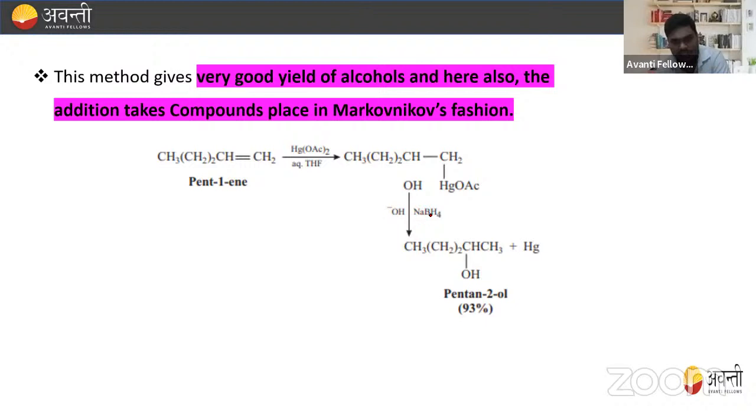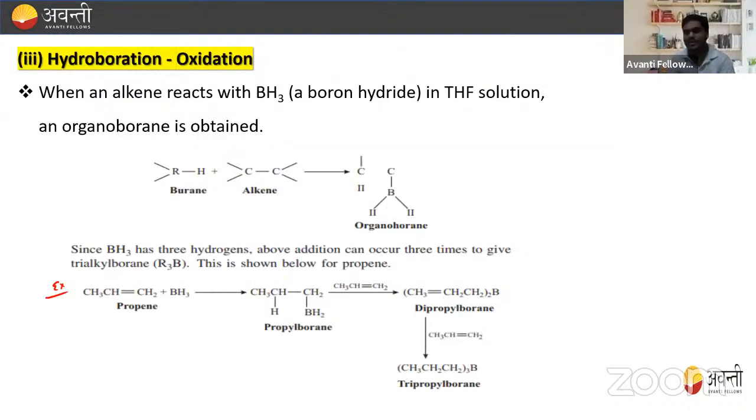Now when it is treated with NaBH4, the reduction takes place. This HgOAc is reduced, and we get CH3CH2CH2CH(OH)CH3. So here the OH will be present, and this is known as pentan-2-ol. I hope this is clear to you.